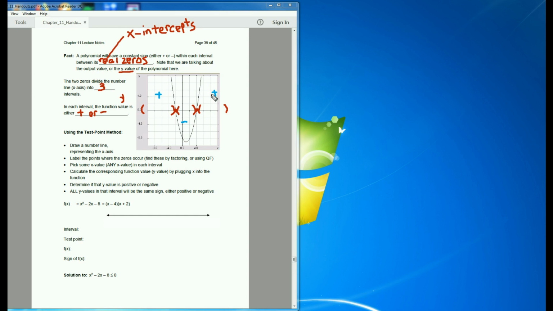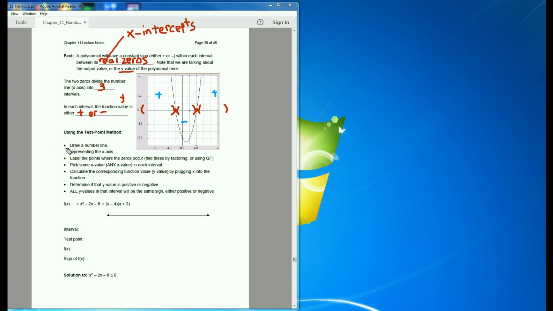Because for the function value, the y value, to change from positive to negative, the only way for that to happen is that it has to come through the x-axis. It has to go through a 0. That's the only way for it to get from up here to down here. So this is the theory behind how this test point method works.